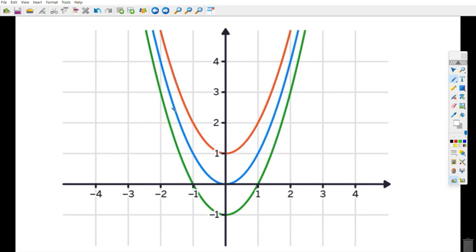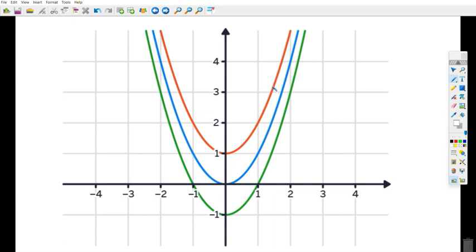Okay, the blue one is just x squared. Alright. And then the green one over here is x squared minus 1. Can you see that it's just a normal blue graph, either plus 1 to the orange or minus 1 down to the green? Nothing difficult about that. It's just the same graph moving up or down. That's it. And that's how difficult it's going to get in grade 10.